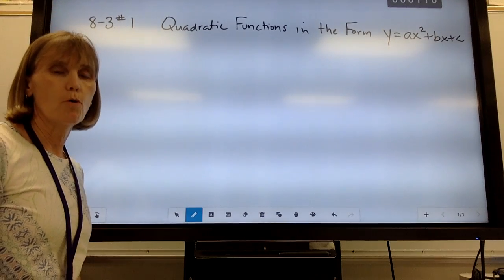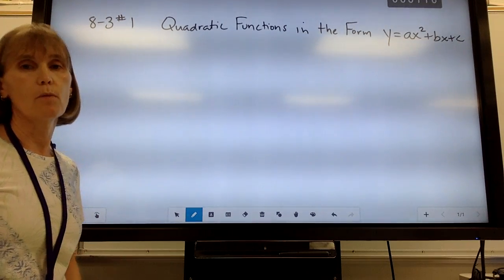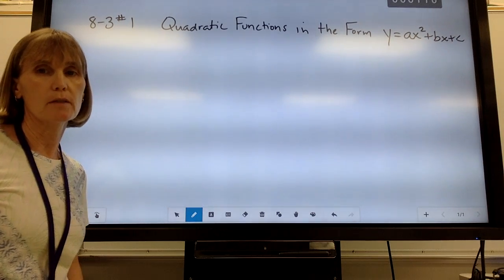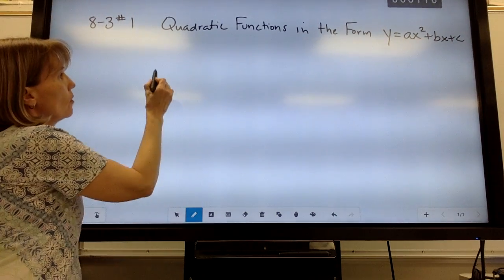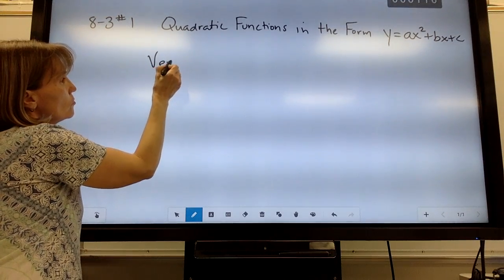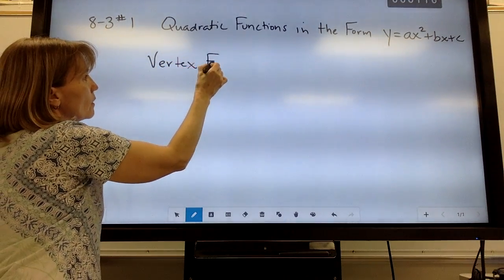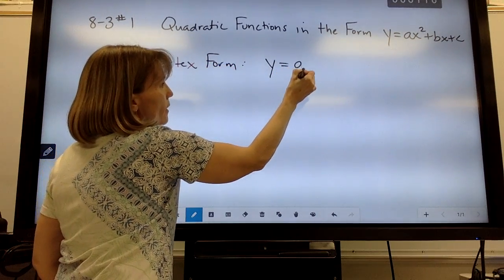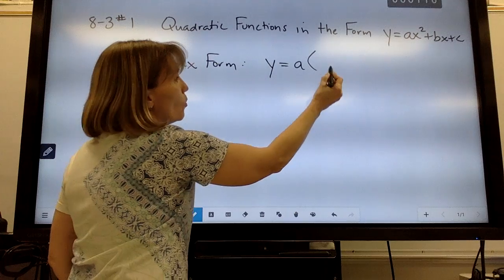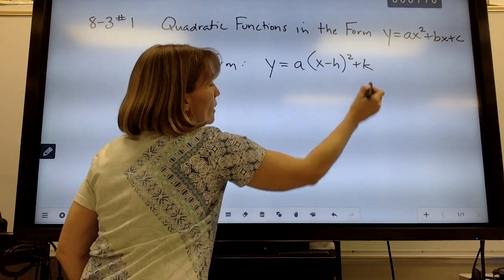Okay, today we're going to go over 8.3 number 1, which is quadratic functions in the form y equals ax squared plus bx plus c. Up to this point in chapter 8, we just introduced you to what we called vertex form. Vertex form was y equals a, and then in parentheses x minus h quantity squared plus k.